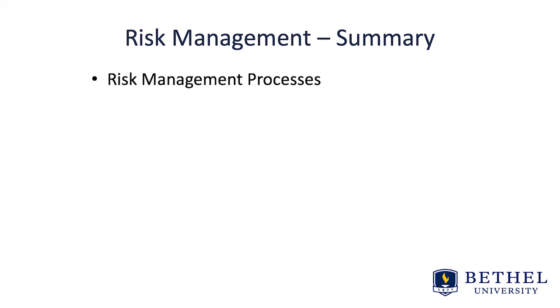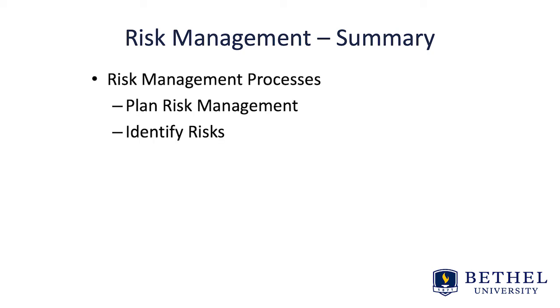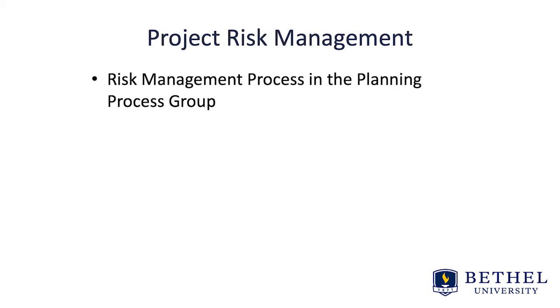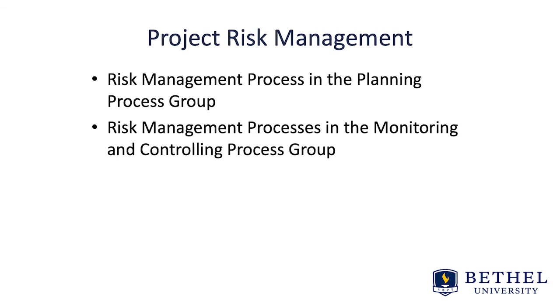Here are the risk management processes we discussed. We plan risk management, we identify the risks, we perform qualitative risk analysis, we perform quantitative risk analysis, we plan risk responses, and then we control risk as we execute the project. Risk management is a process as a part of the planning process group. Also, risk management processes are in the monitoring and controlling process group.